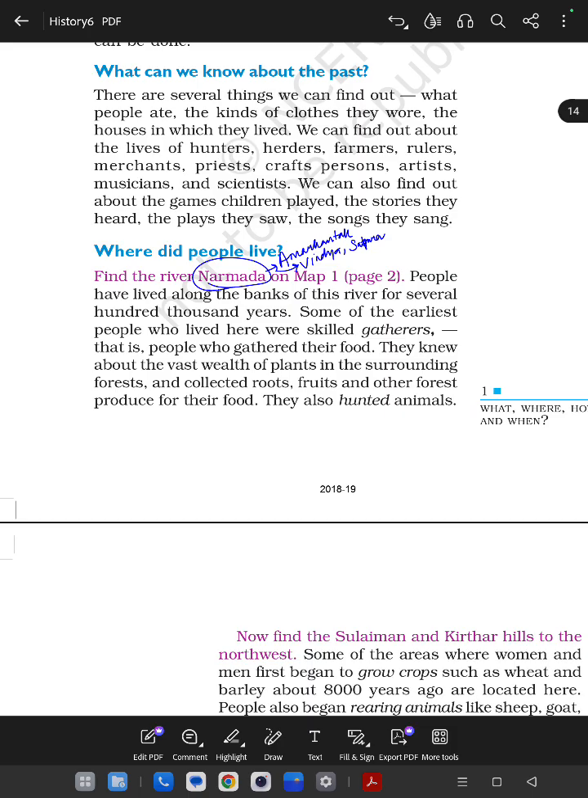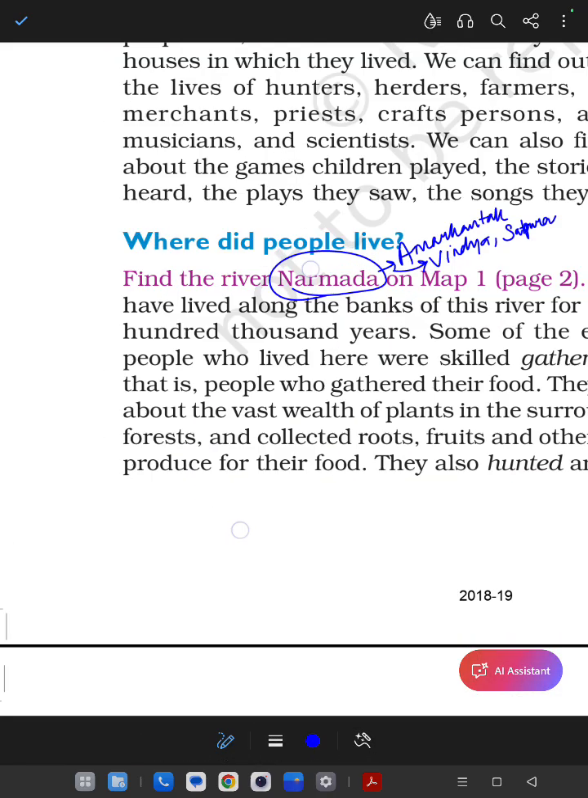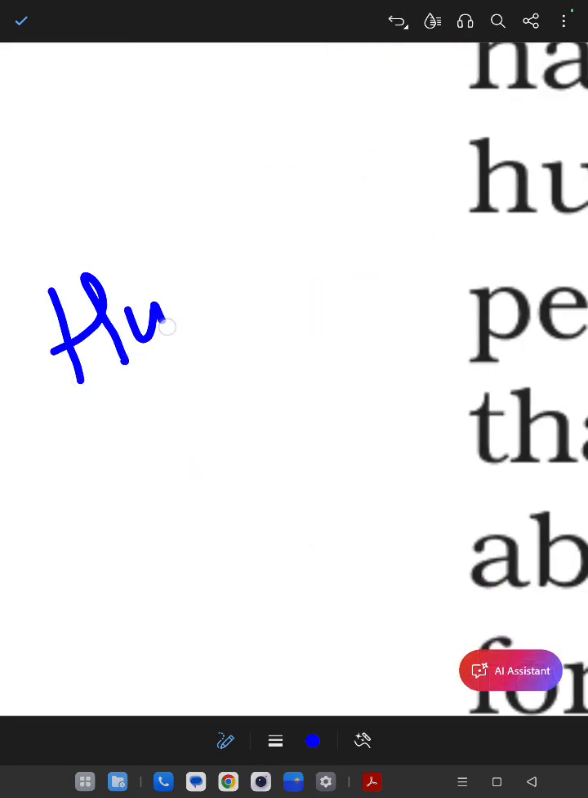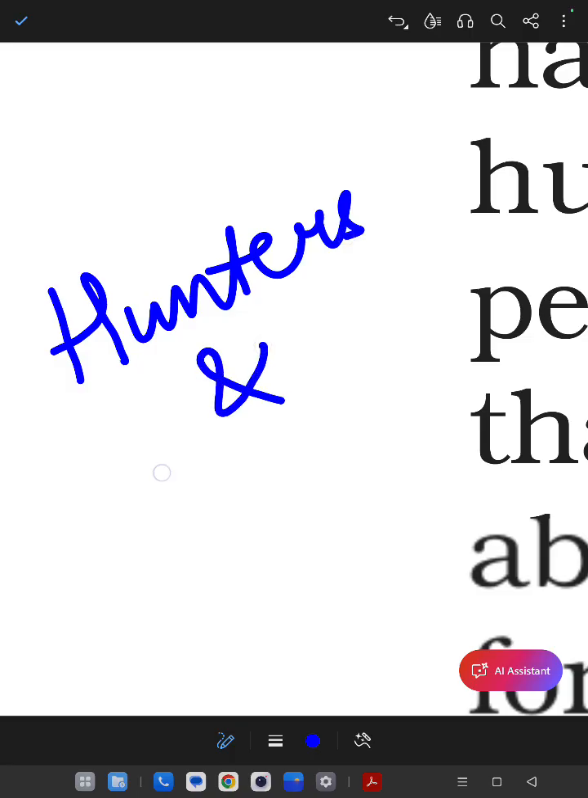People have lived along the banks of this river for several 100,000 years. Some of the earliest people who lived here were skilled gatherers, that is, people who gathered their food. They knew about the vast wealth of plants in the surrounding forest and collected fruits and other forest produce for their food. They also hunted animals. From this line, if you have earlier studied ancient history, you would know that in the Paleolithic phase and the Mesolithic phase, people were considered hunters and gatherers.